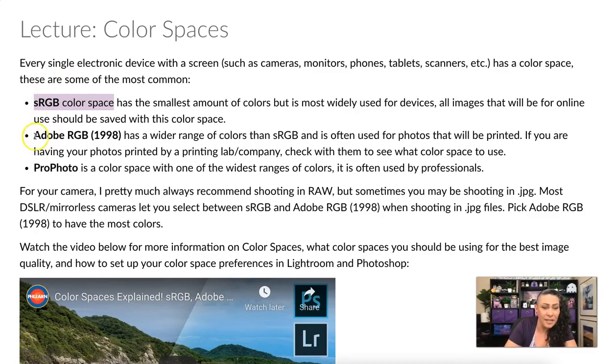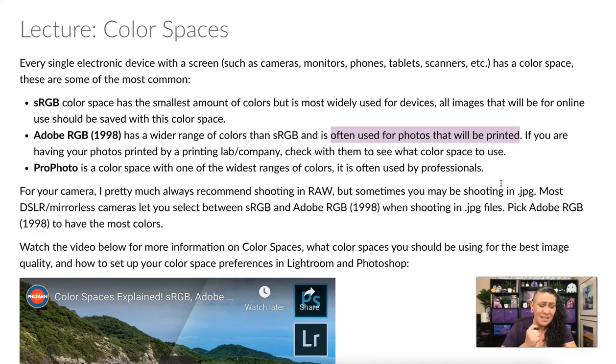Now, Adobe RGB 1998 does have a wider range of colors than sRGB, and it's often used for photos that will be printed. So if you're going to be having your photos printed by a lab or a company, or you're going to use your own printer, or the printers at school, you'll be using the Adobe RGB 1998 color space.